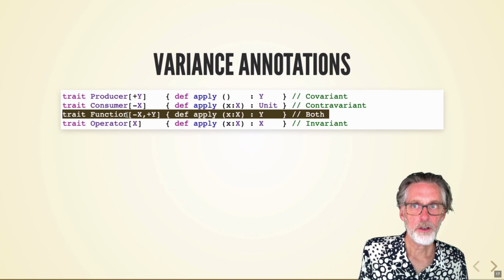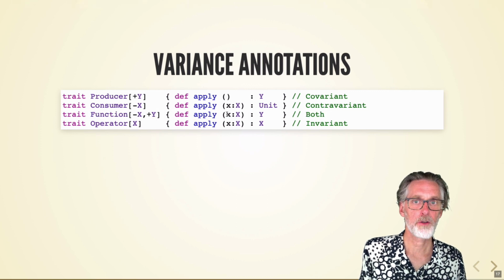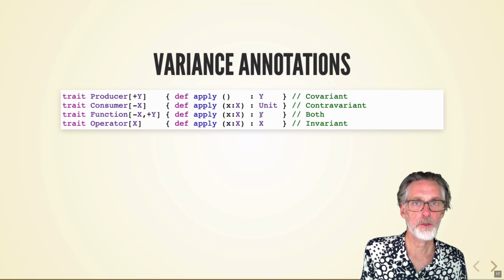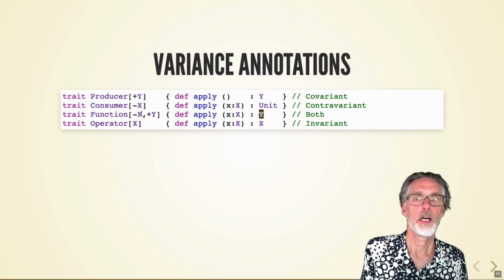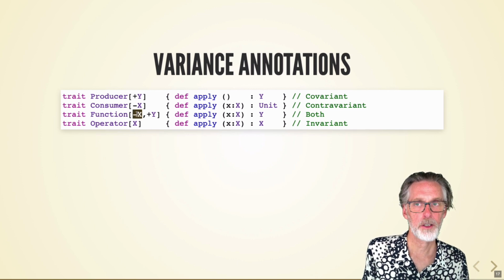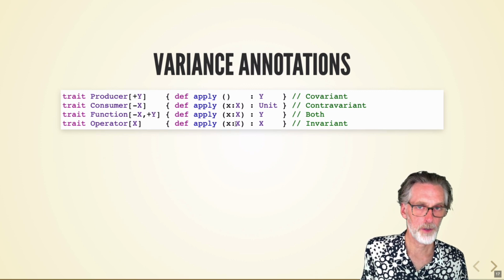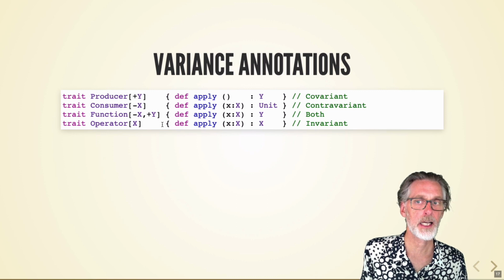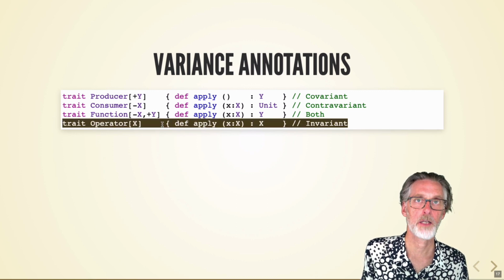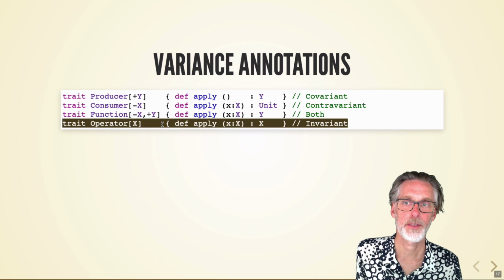A function in general has both of these aspects. It both consumes x and produces y. So it will be contravariant in its parameter and covariant in its return type. This is in contrast to a function that both takes and returns x. In that case, we must require the function to be invariant.